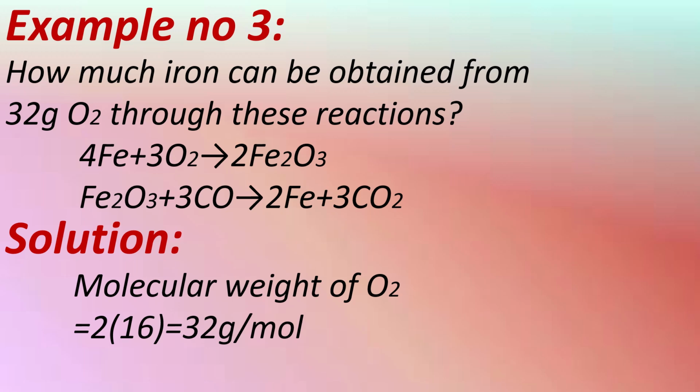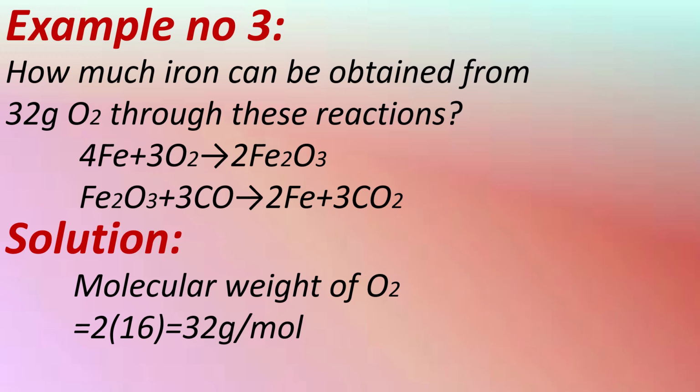Example number 3. How much iron can be obtained from 32 grams of oxygen through these reactions? So we have to find the iron that is obtained from 32 grams of oxygen. The mass of oxygen is given and the two reactions are given.